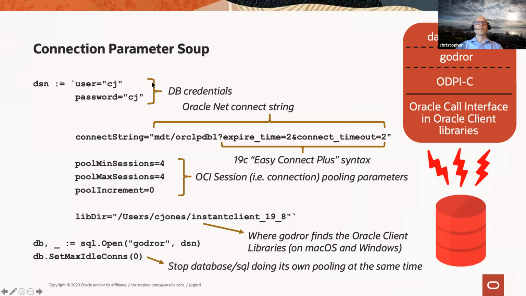Obviously, database credentials, we need some kind of connection string. If you've got 19C, you can be using these new extra options. If you're using Oracle Connection Pool, this is where you put those parameters. Mac OS and Windows, you can put this. And again, stop the database SQL package doing its own pooling so we don't get any sort of conflicts about who's pooling and who's releasing and what's going on.